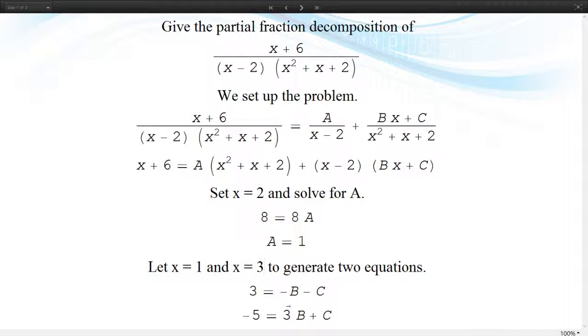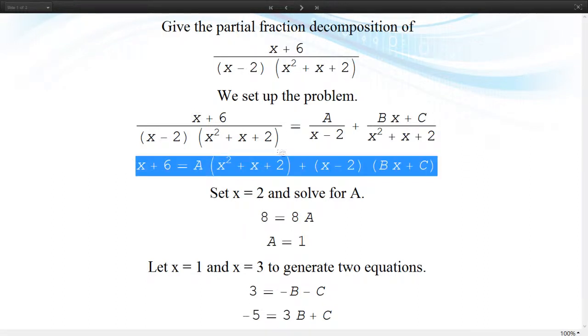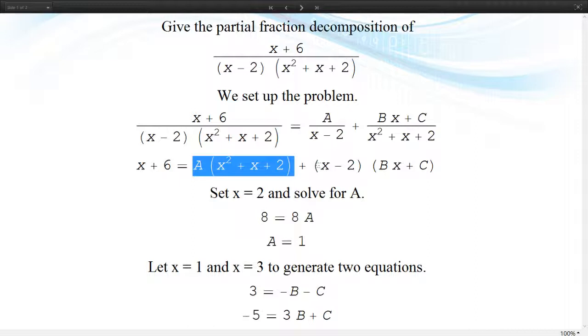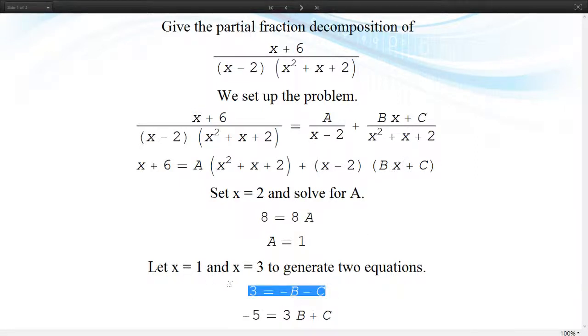Sometimes you'll have to think a little bit to figure out what number you want to use, but in this case, 1 and 3 seem to be particularly nice because, for example, we'll get 1 plus 1 plus 2 is 4 here, and we'll get 1 minus 2 is negative 1 here. And so that's pretty nice. We'll get 7 minus 4 is 3, and over here we'll have negative bx and x is 1, so that'll be negative b and negative c. So that's how we got the first equation. We plugged 1 in. Plugging 3 in gives us the second equation here.